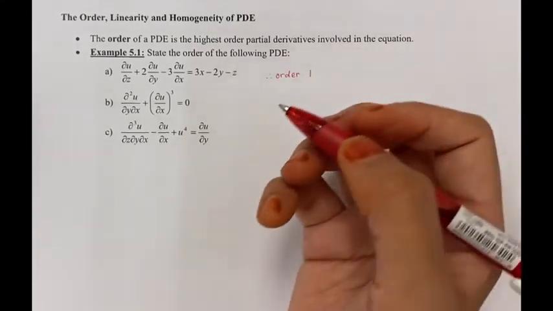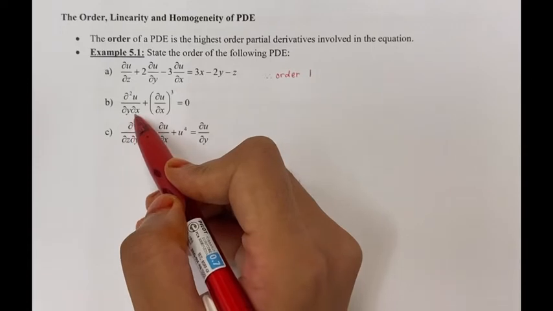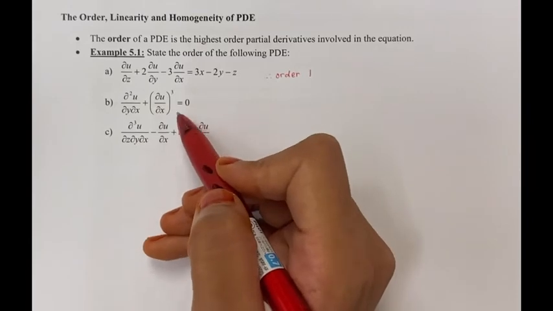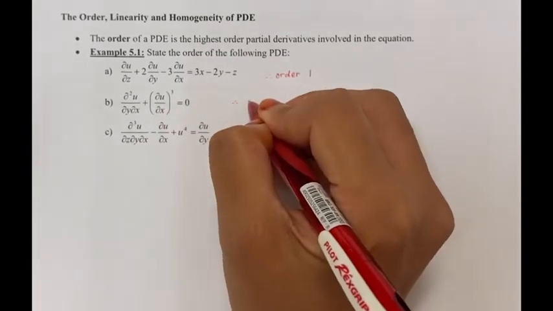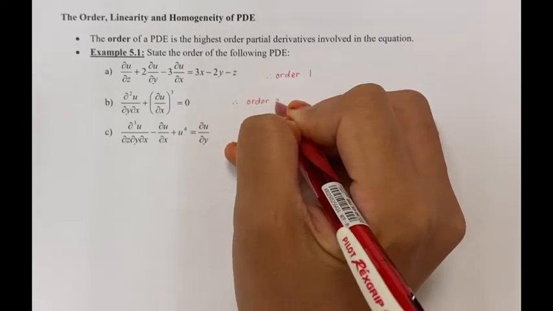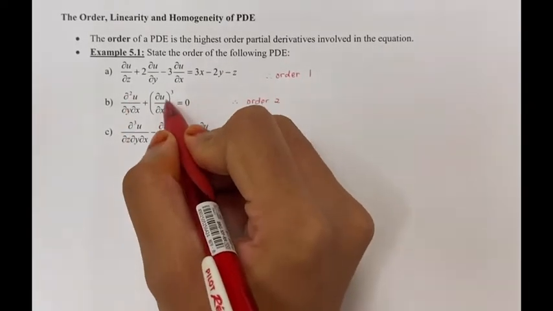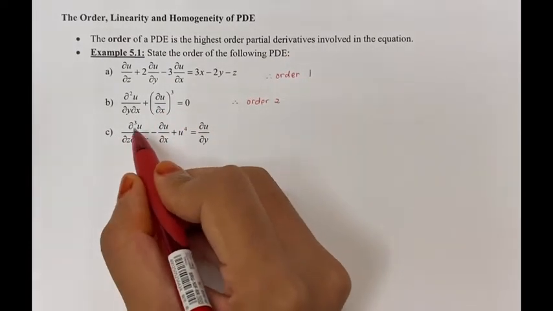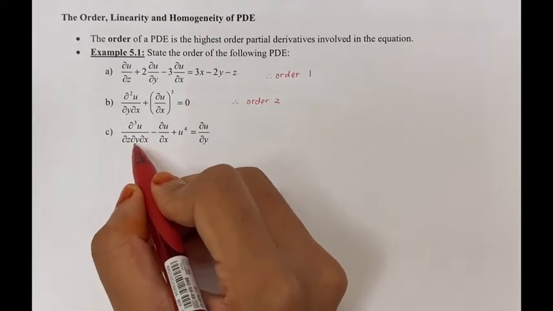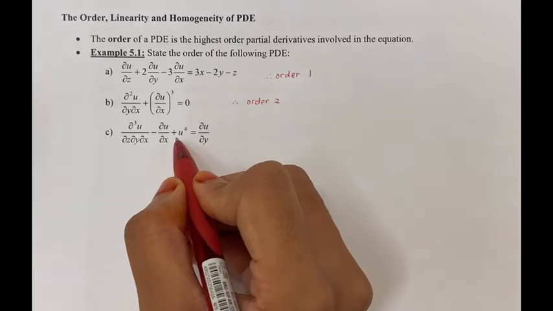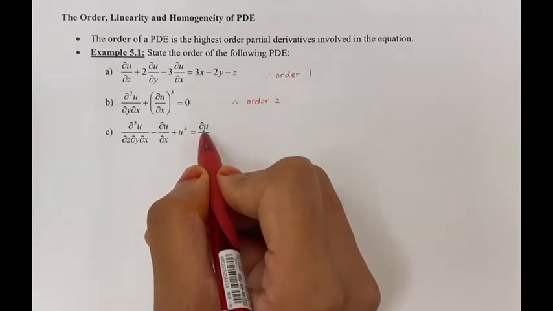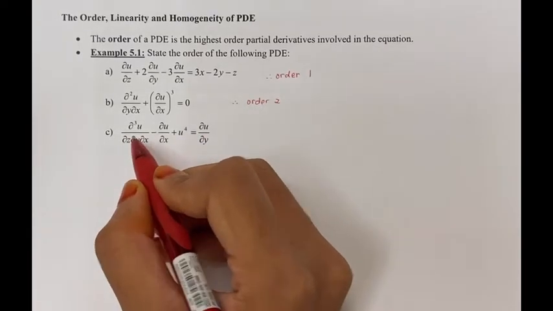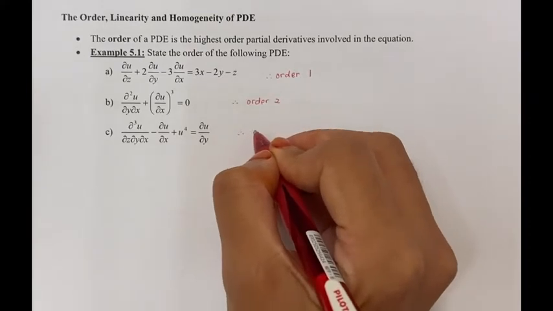The second example, B, you have ∂²u/∂y∂x plus (∂u/∂x) to the power of 3 equals 0. Now the order is 2, because the highest order for this PDE is 2. This is ∂u/∂x, the first order. And then the last one, C, ∂³u/∂z∂y∂x minus ∂u/∂x plus u to the power of 4 equals ∂u/∂y. This is the first order, and this one is the third order. So the highest order here is order 3.